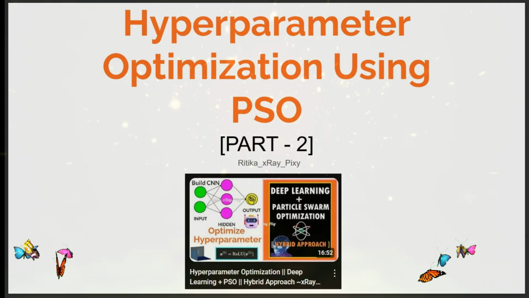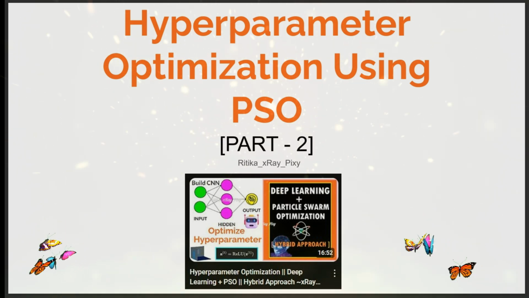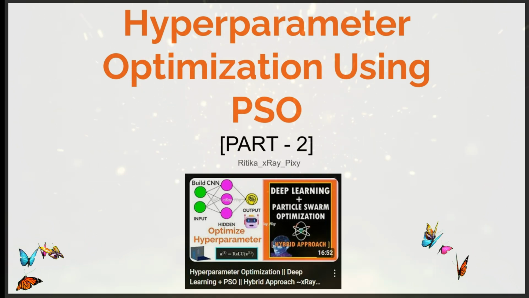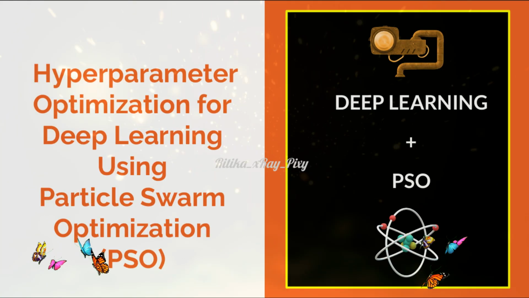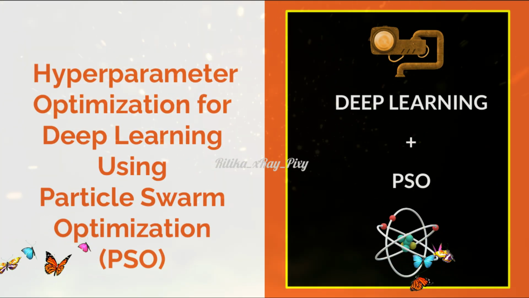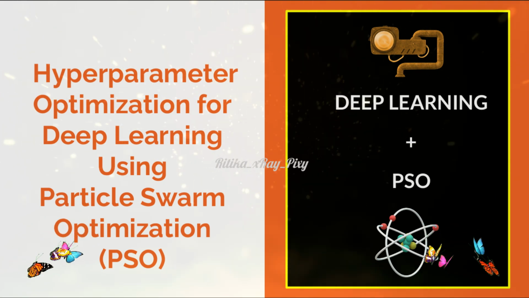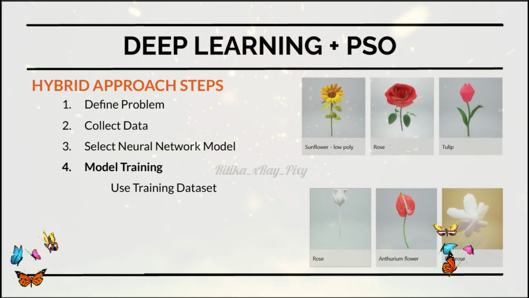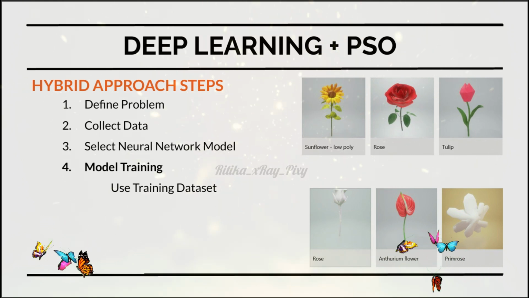In this video, we will discuss hyperparameter optimization using PSO. So here we will use a numerical example to explain how we can optimize the hyperparameters using particle swarm optimization. As you saw in the previous video, we discussed hyperparameter optimization and created a hybrid approach by combining deep learning with particle swarm optimization. And we discussed certain steps to perform hyperparameter optimization using this hybrid approach.